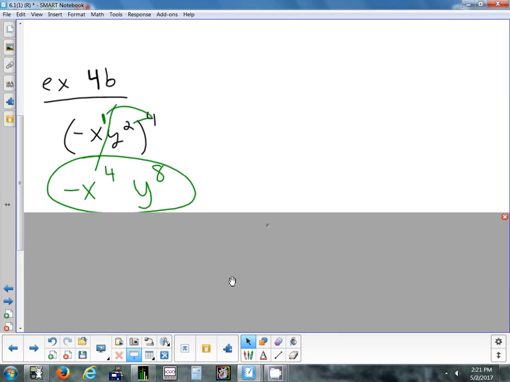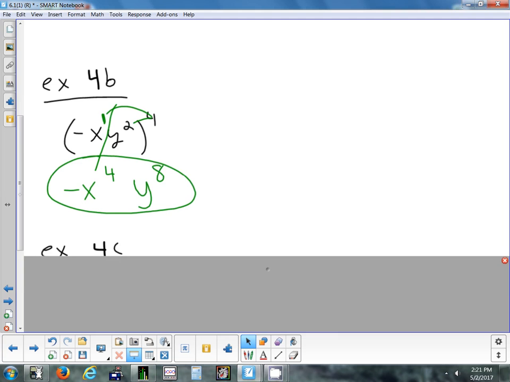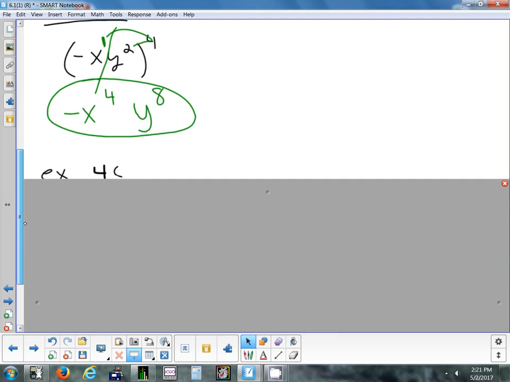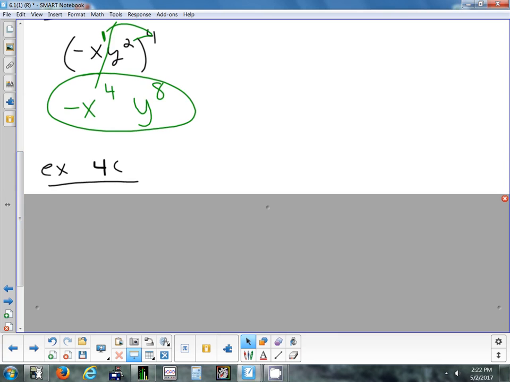You want parentheses around this right here? Yeah, and simplify it a little further, yeah. So guys, what do we need to do anytime we raise a negative quantity to a power?